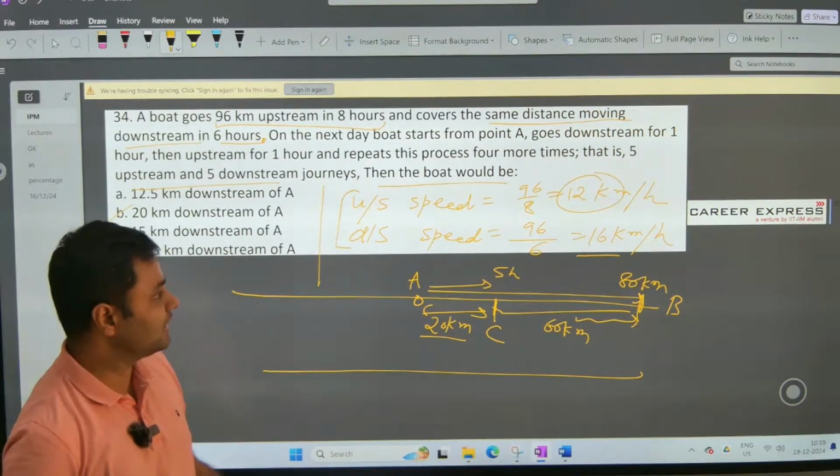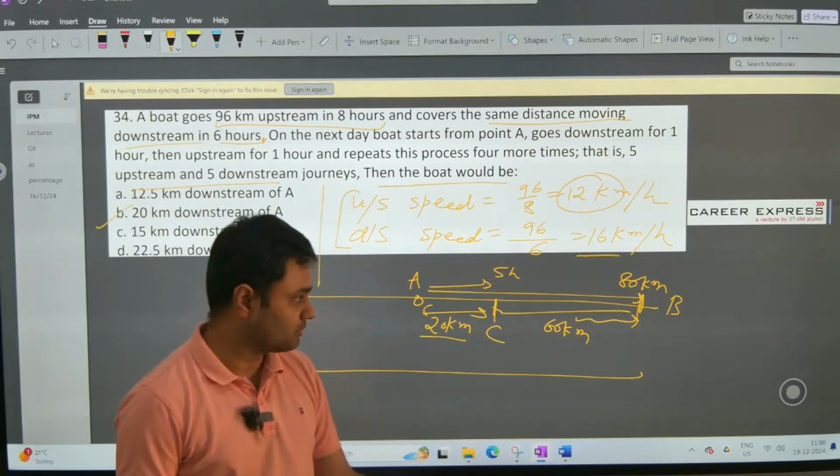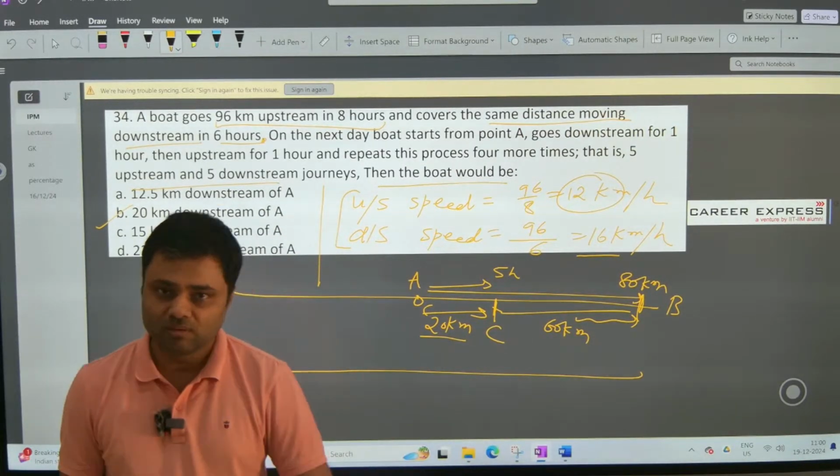So we didn't need any speed of stream or speed of boat in still water. It is a very simple question of boats and streams.